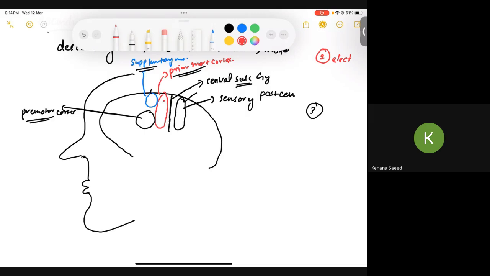Because every specific area is responsible for a specific group of muscles. You know the concept of the homunculus, right? We'll be discussing that as well. So for example, if I take an electrical probe and stimulate different areas within the primary motor cortex, we will see only movement of a group of muscles, but that movement is going to be, what do you guys think? Would it be purposeful movement or non-purposeful movement?